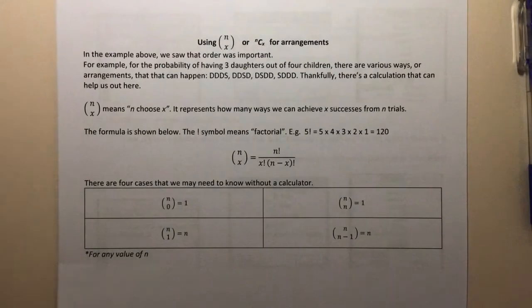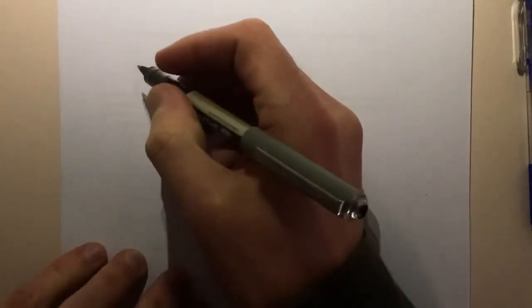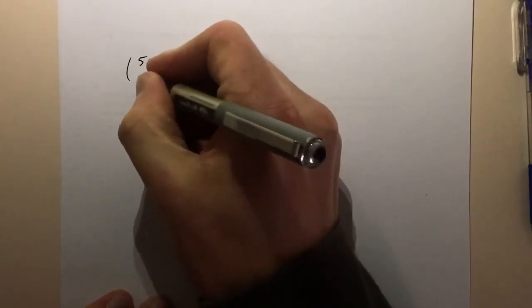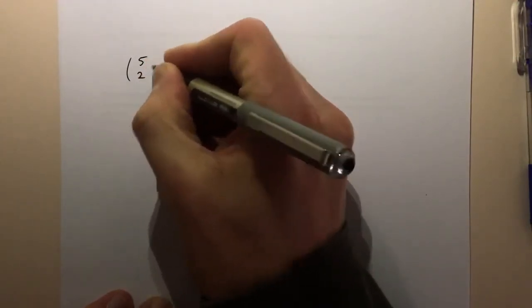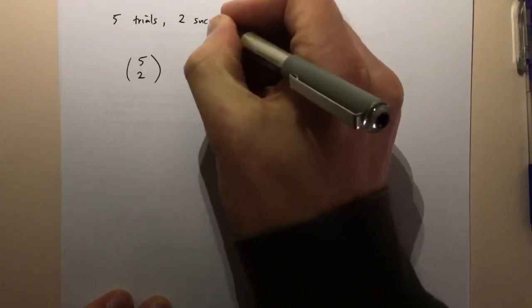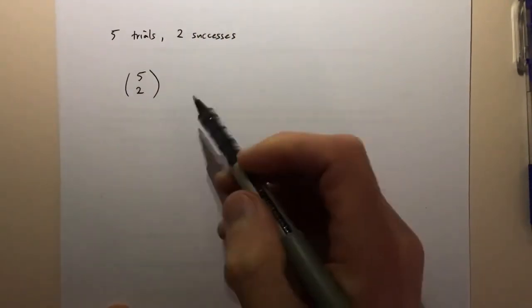Now, just as a bit of an extra thing, let's say, as a practice run for applying that formula, say we were in a situation where we had 5 trials and we were interested in how many different ways can we get 2 successes out of 5, right? So 5 trials, 2 successes. Now we could try to draw out a tree diagram and try to identify all the different ways we can get 2 successes out of 5 trials.